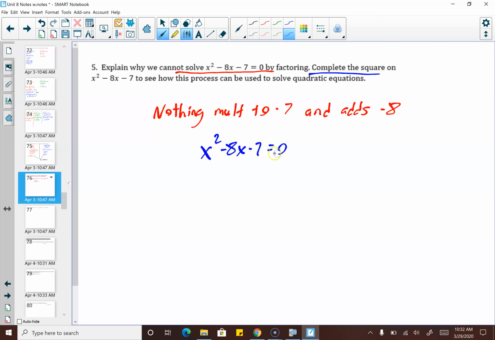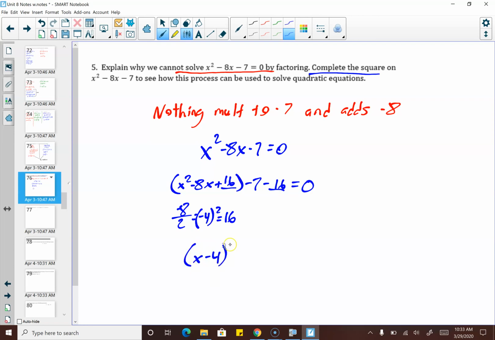Now the only thing different about this is we're going to keep this thing equal to 0 as we go through our process. So x squared minus 8x plus a line, minus 7 minus a line, and that's going to be equal to 0. We take our middle number, negative 8 divided by 2 is negative 4, squared is 16. So on both lines we get that 16. Our parentheses read (x minus 4) squared, and then negative 7 minus 16 is going to be negative 23.